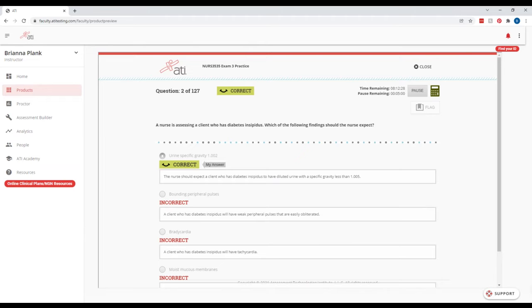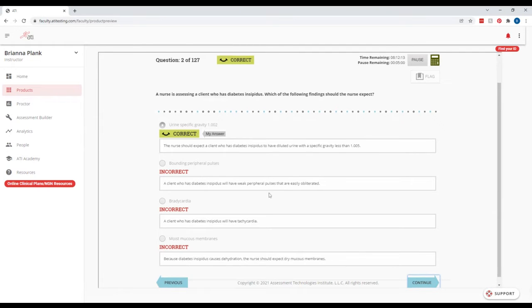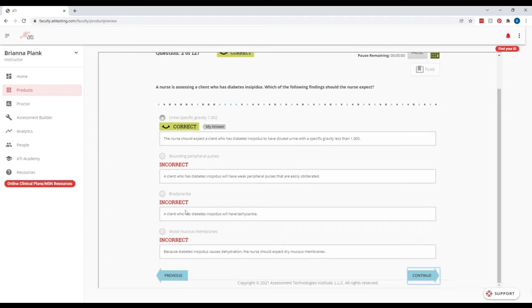And so in diabetes insipidus, if you remember, the urine does become very diluted and we get copious amounts of it. And then we wouldn't expect bounding peripheral pulses. We're going to expect them to be losing quite a bit of fluid, and so we would expect weak pulses. We're expecting tachycardia. So tachycardia is our body's response whenever we're losing a lot of fluid to help make up for that lost circulation. And then we're going to expect the opposite of moist mucous membranes because we're expecting them to become dehydrated.